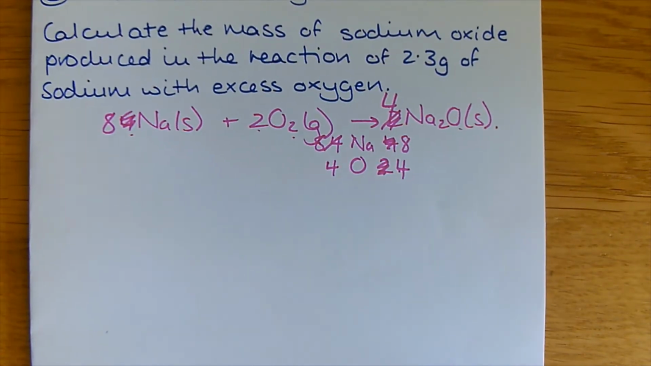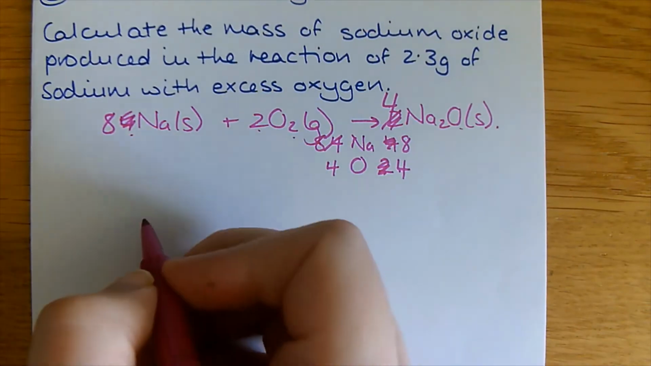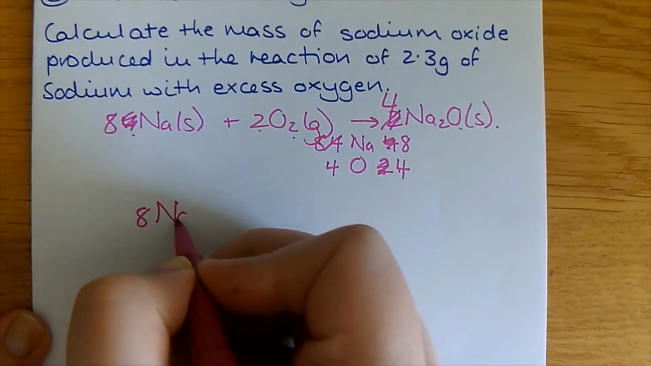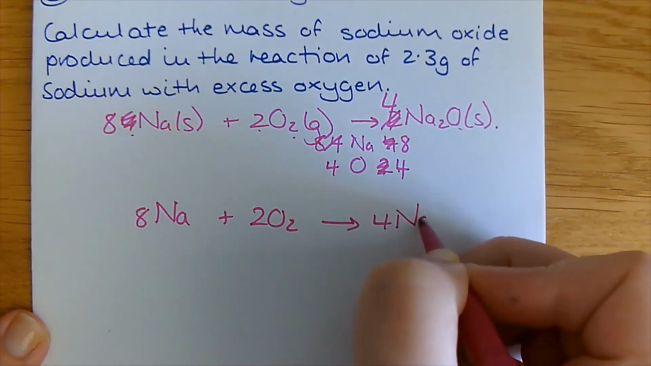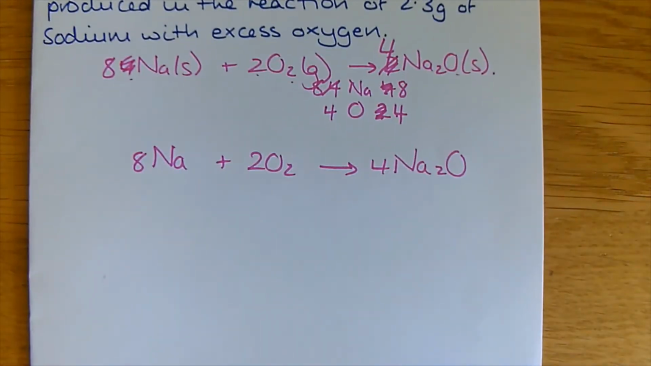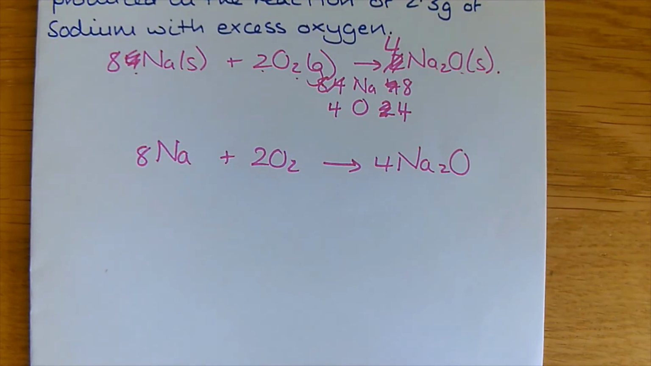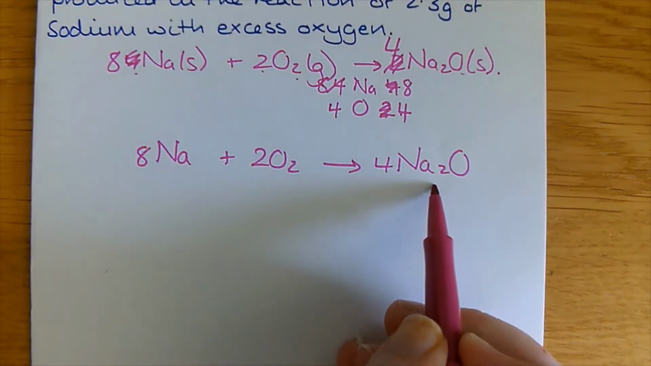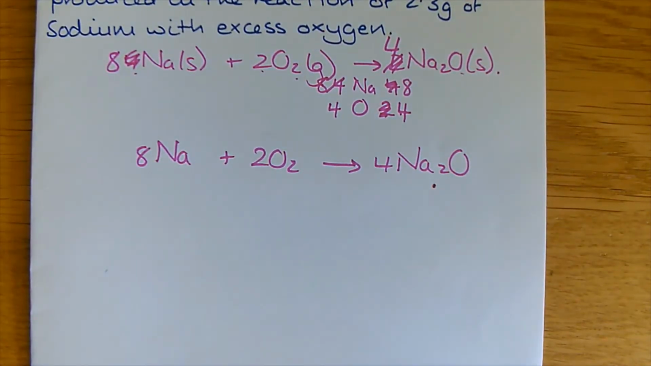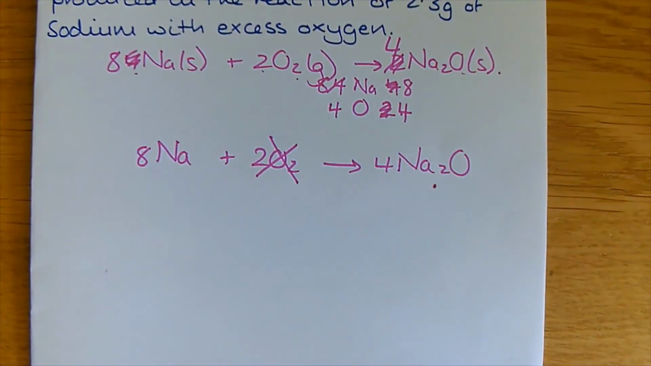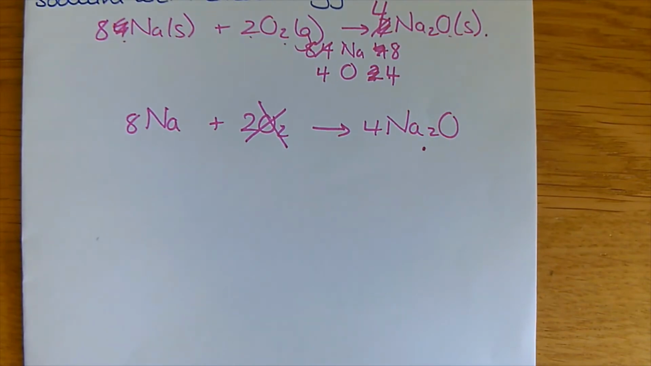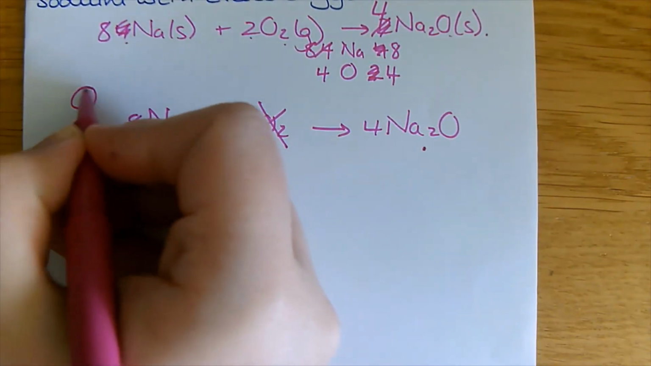Okay, so now that we've balanced it, I'm just going to write it out again underneath so it's a bit neater for you there. And then if we read the question, calculate the mass of sodium oxide produced in the reaction of 2.3 grams of sodium with excess oxygen. So I would cross out the oxygen and ignore that there. Okay, so we've done step 1, we've got our equation balanced.